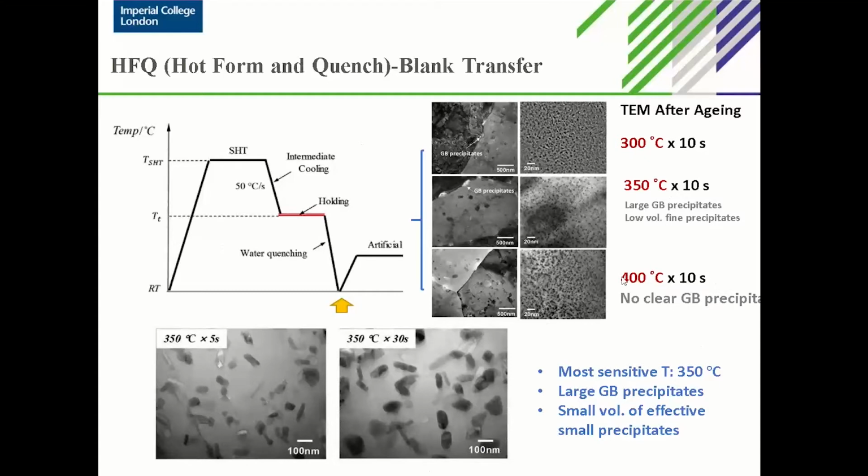So from these slides, the conclusion we got is that the most sensitive soaking temperature is 350, and due to the large grain boundary precipitates, the volume fraction of the effective small precipitates becomes smaller.